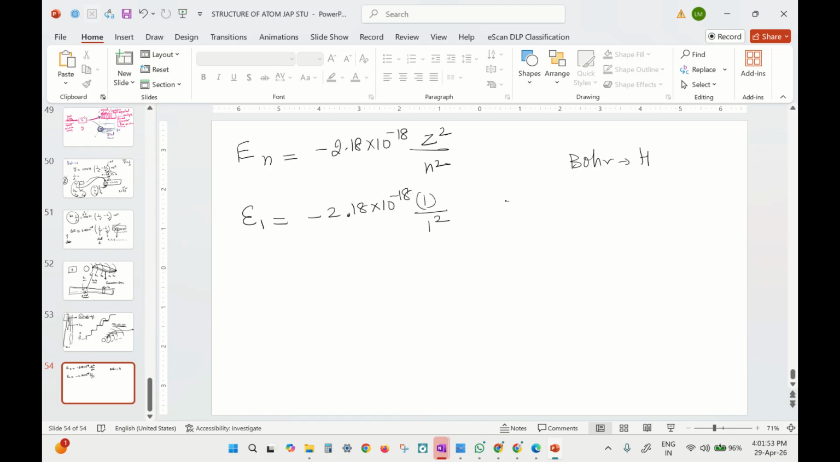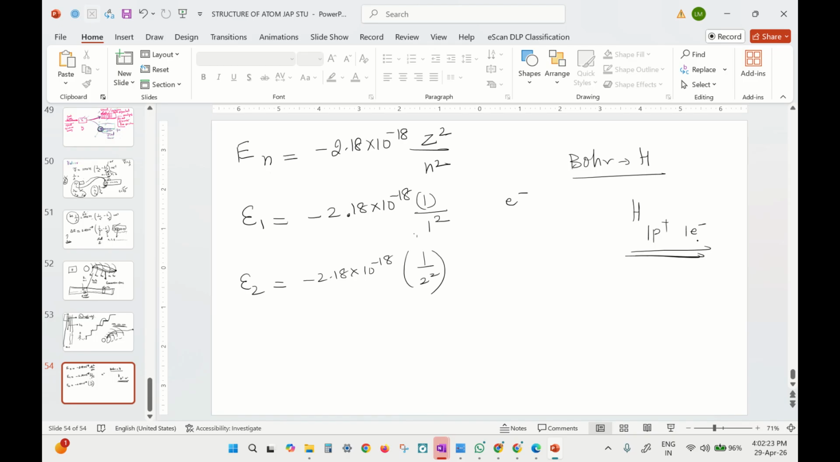E2 will be minus 2.18 into 10 to the power minus 18, 1 by 2 square. This is only for hydrogen. As I said, in hydrogen there was only one proton, one electron. It took a lot of effort just to understand this picture. Then for higher atoms it is not at all applicable. Bohr's model is applicable to hydrogen and hydrogen-like atoms.